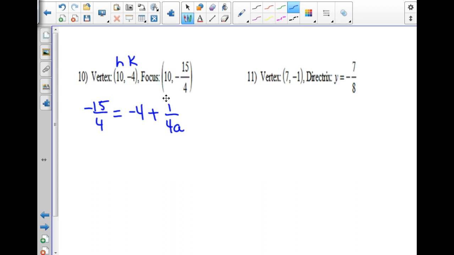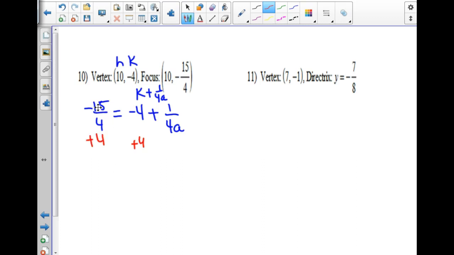In the focus, we know that the part right here is this. It comes from doing k plus 1 over 4 times a. And I just filled in k, and I don't know what this is yet. That's what I'm going to figure out. So this time, we have to add 4 first.